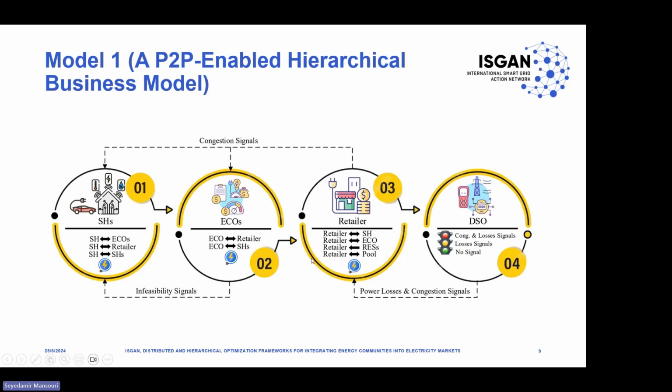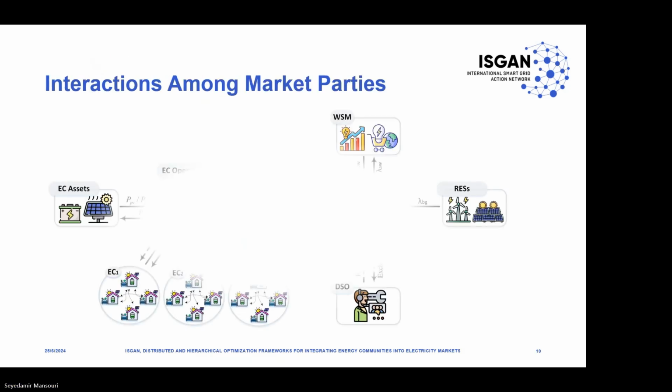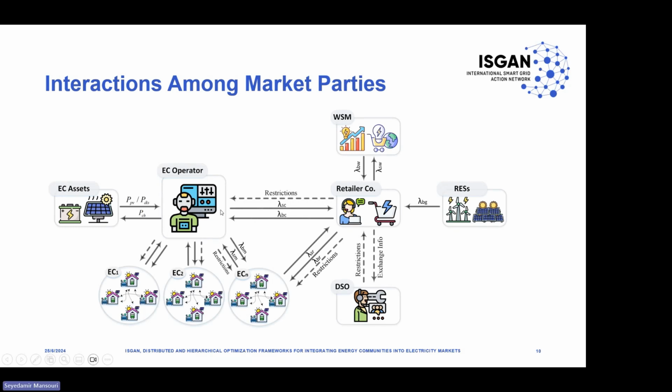And the retailer is at the 3rd level. And at the last level, we have the DSO, which implements power flow and confirms the feasibility of all transactions in this market. And this market is designed for settling local energy and congestion management markets simultaneously. Take a look at this slide. You can see the interactions between different agents, and you can see we have energy community members here.